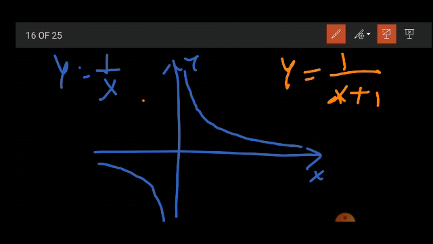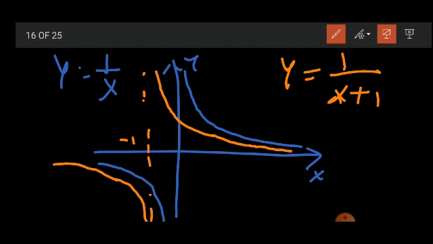As you know, this is the portion here. Now this is minus 1. So the graph will go this way, and here the graph will go this way. This is y equal to 1 upon x plus 1. And now we are interested in drawing the graph of y equal to 1 upon mod x plus 1.